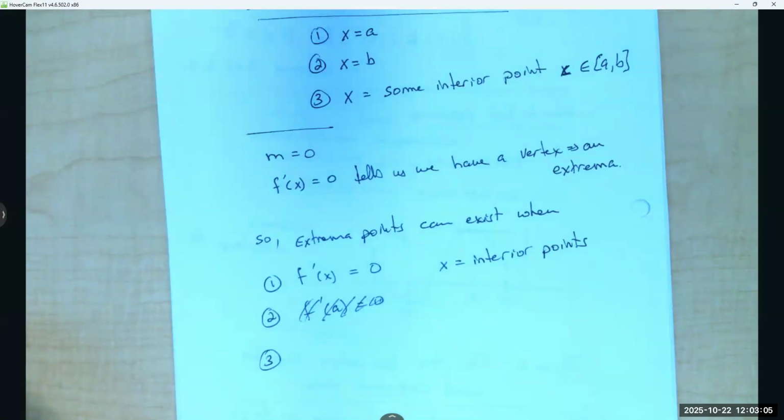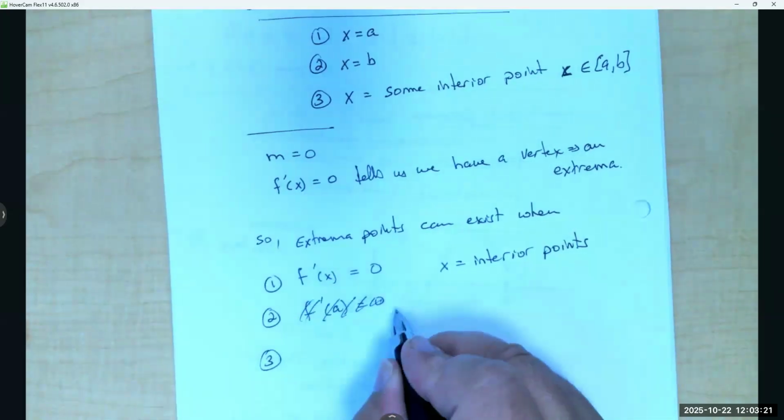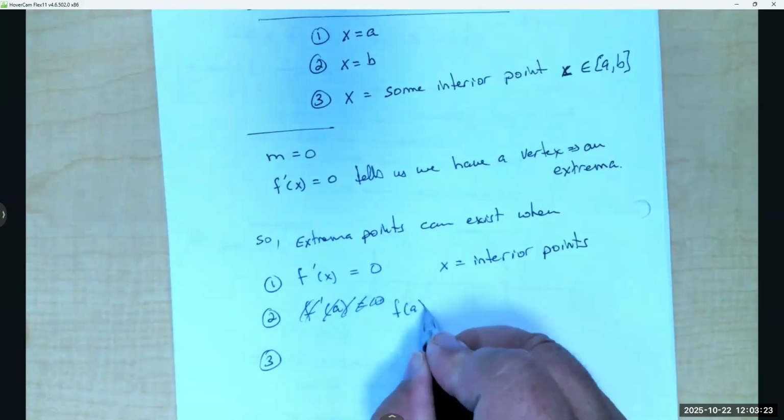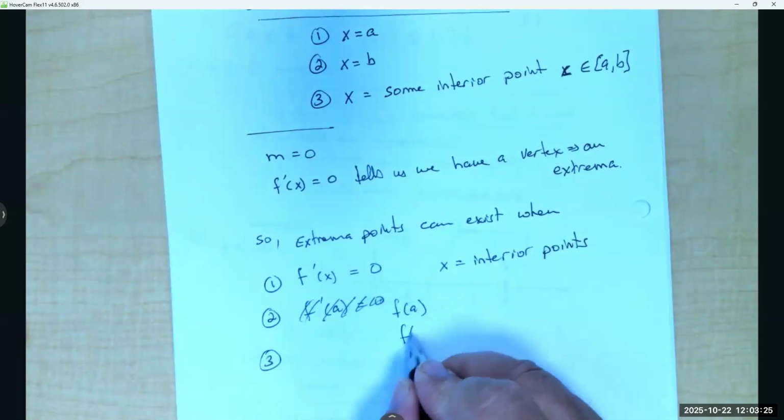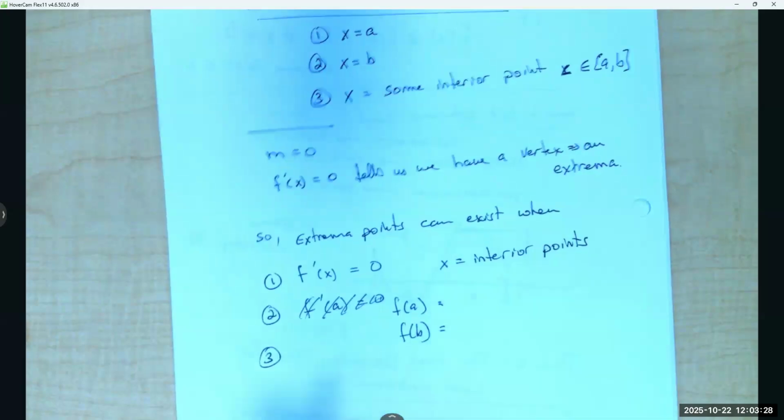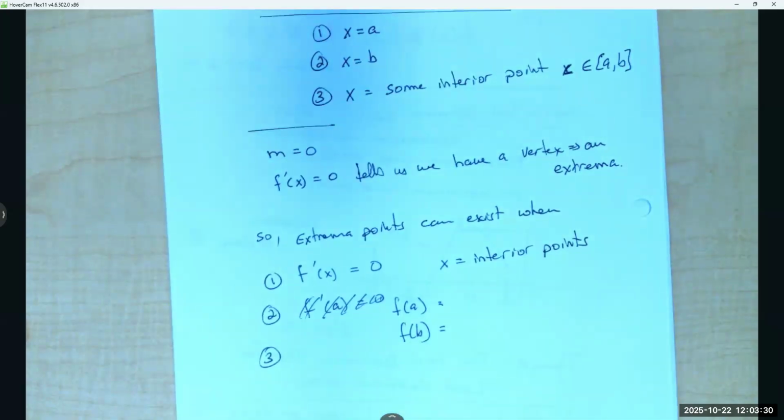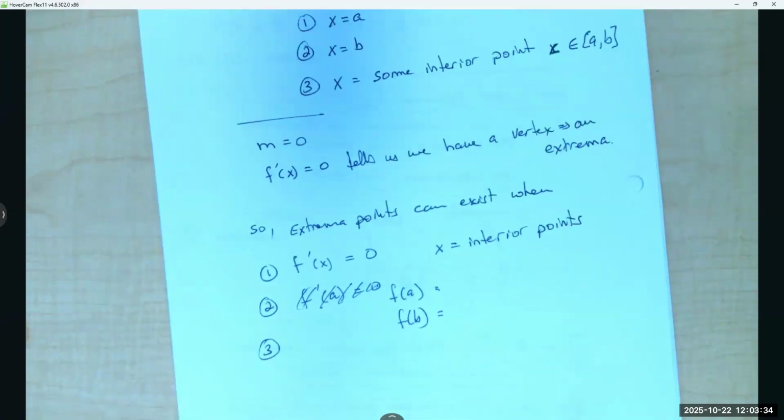Is it because you can't find the left or the right limit? Beautiful, exactly. Because at the endpoints, in order to find a derivative, it has to approach from both sides. And since we can't, all we can do here is simply look at the values for f of a and f of b. Very good. And then another place.